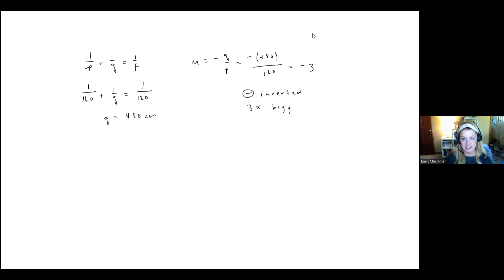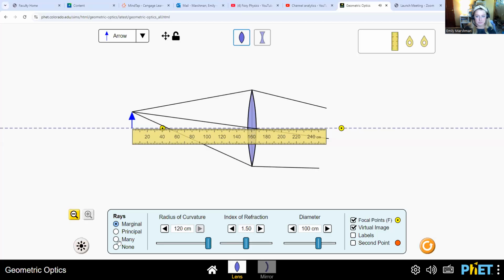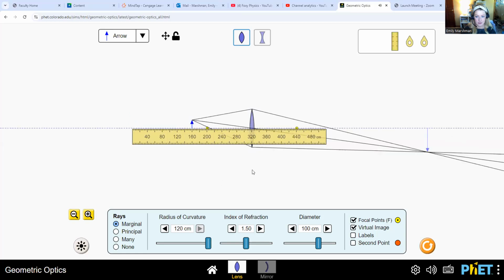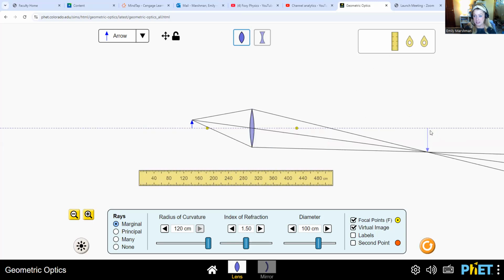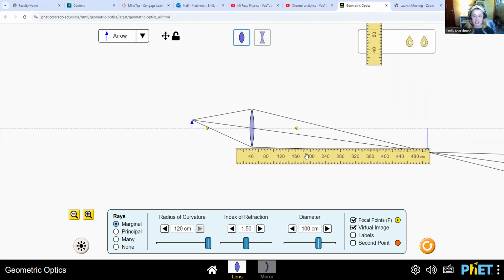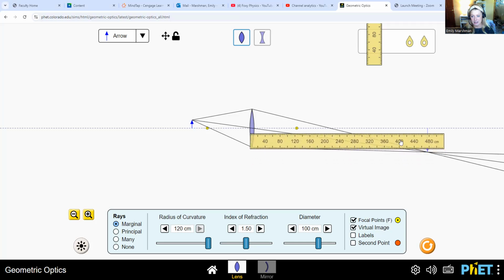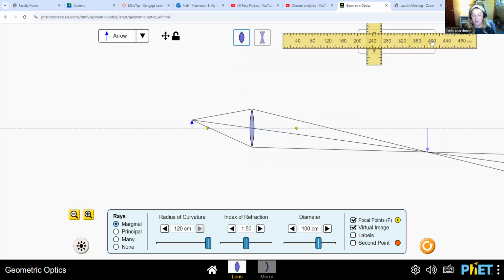Let's see if that's what happens in the simulation. I will turn the light on and we will see. I zoom out a little bit so you can see where the image is. So notice the image is inverted, that's what we predicted, and the image is bigger than the object, which is also what we predicted. The object is 20 centimeters high. The image is 60 centimeters high, so 3 times as big, and it's inverted. And the image is located, what did we predict? 480 centimeters, so that's about right where the image is away from the lens. So that prediction works out.